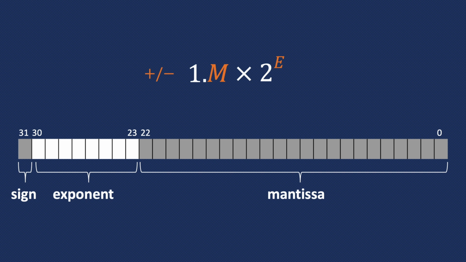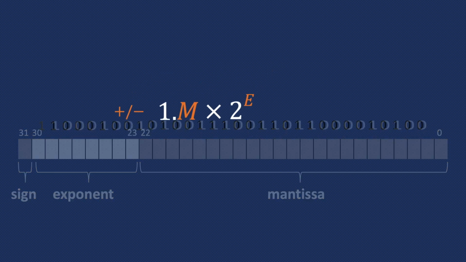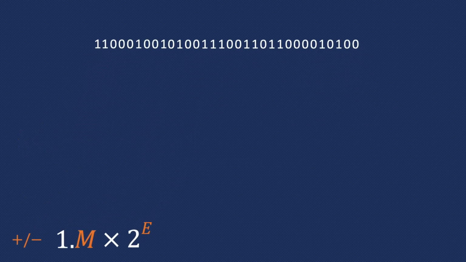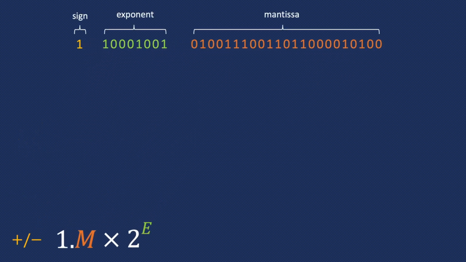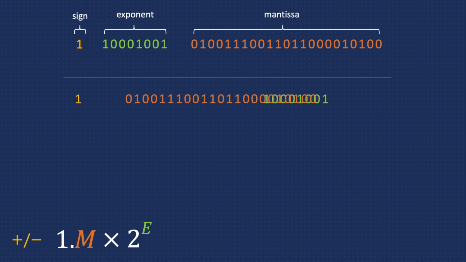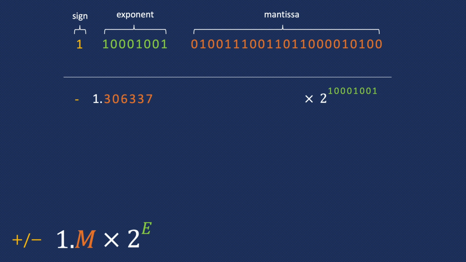So let's look at an example. Take the following floating point representation. Well, we know that it splits into three parts. The part that tells us the sign, the part that tells us where the decimal point is placed, and finally the mantissa. So in this case, by some clever manipulation, we see that the representation corresponds to the following number.